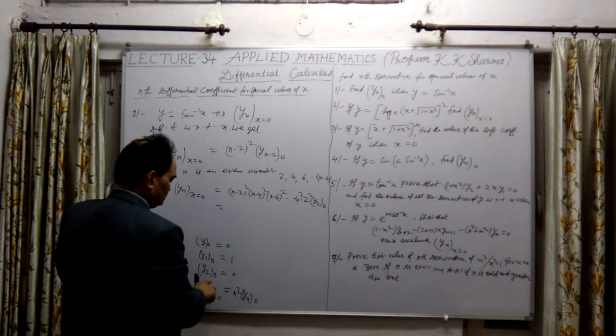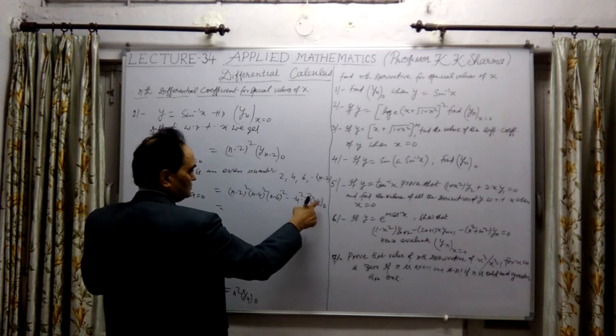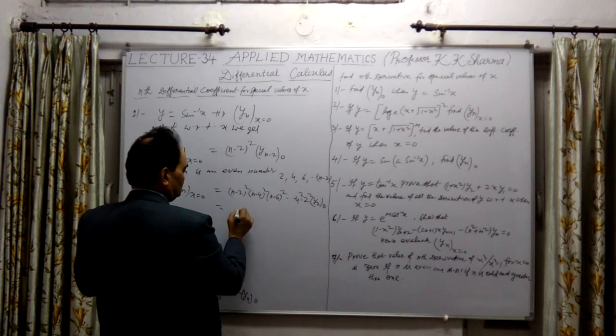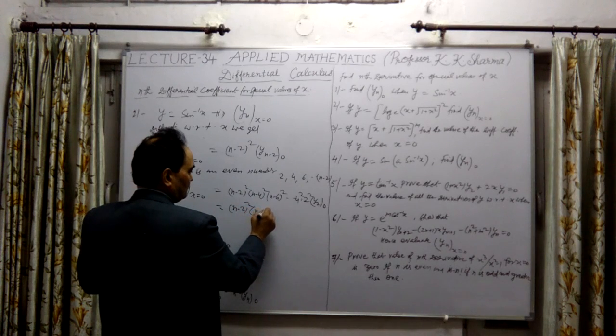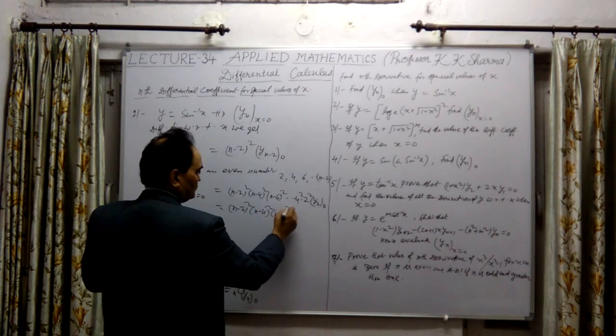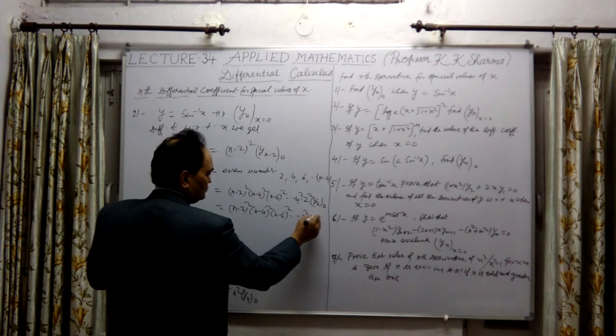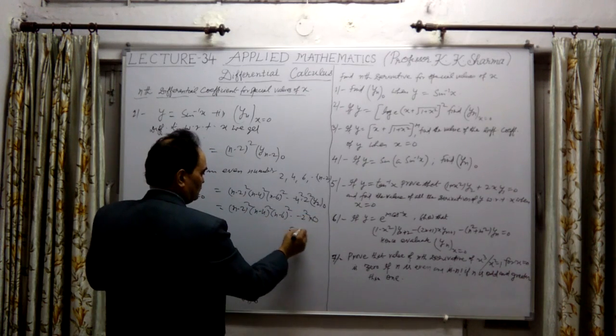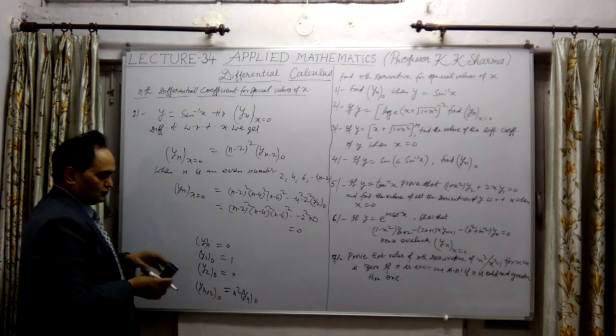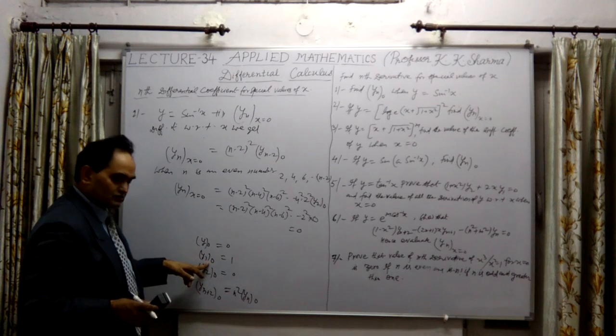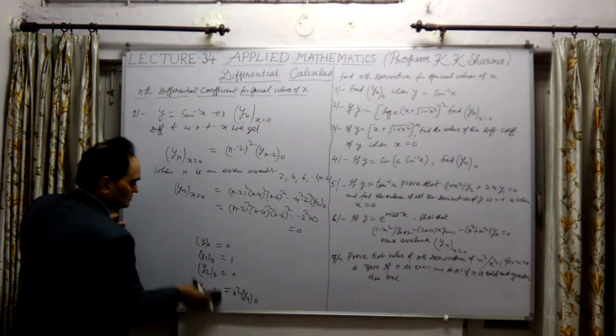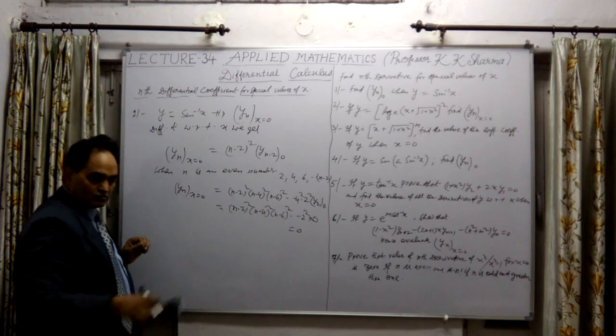But y2 at 0 is 0. So if I substitute 0 into something, it is 0. So this is n minus 2 whole square, n minus 4 whole square, n minus 6 whole square, up to 2 square into 0. This is equal to 0. So for even terms it is 0. Now for odd terms, y1 at 0 is 1, so that I have to use for odd terms.